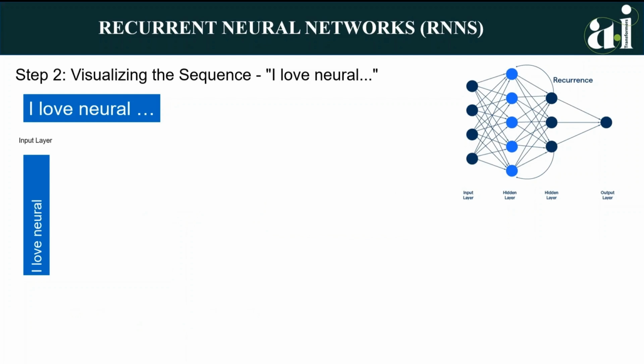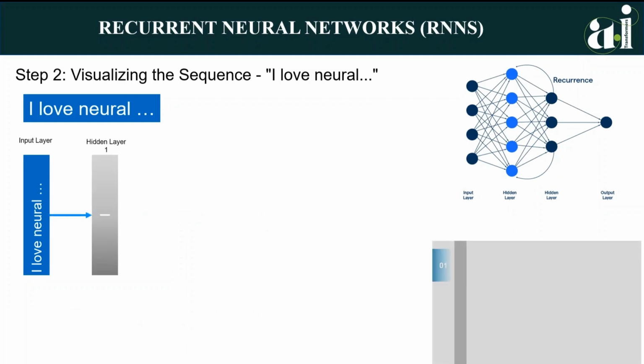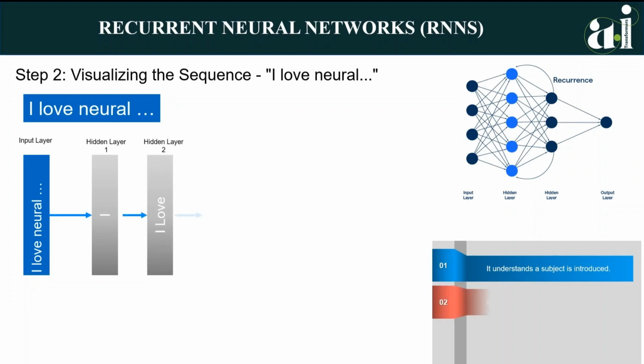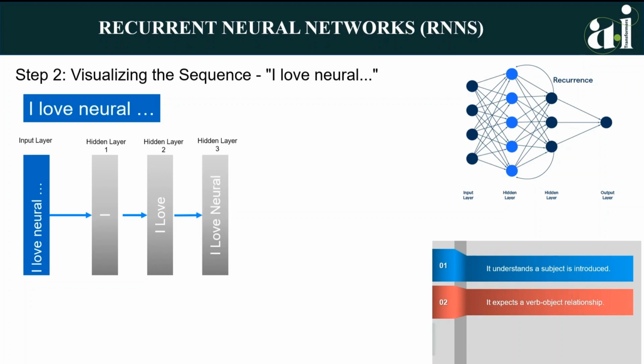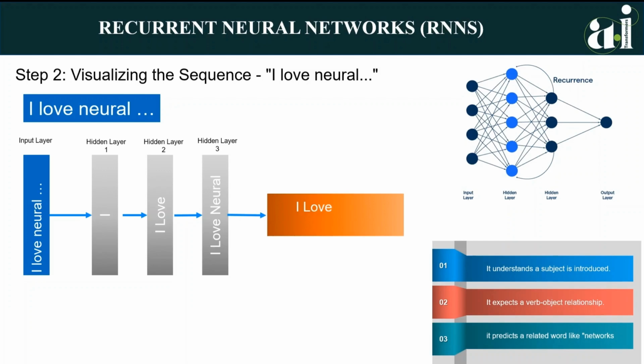Imagine reading a sentence like "I love neural network." As each word is processed, the RNN remembers the context. "I love" implies an emotion, and "neural" hints at something related to AI. This memory helps predict or understand the next word. RNN are unique because they process data step by step, passing context forward through hidden states.